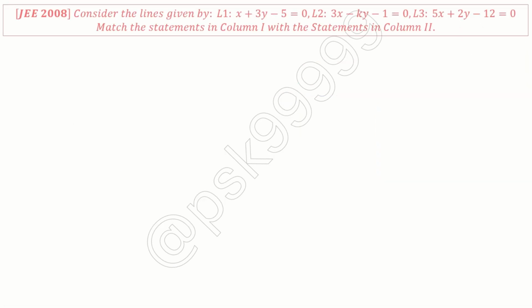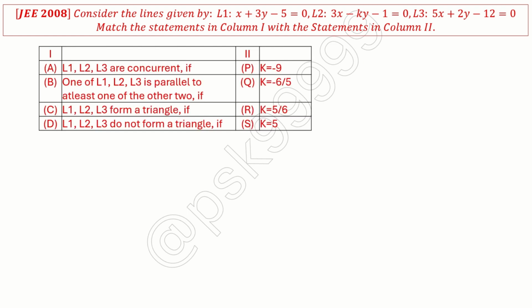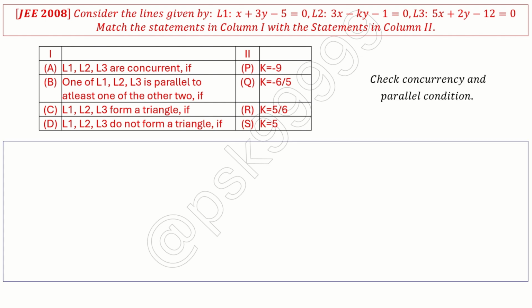Next, consider the lines given by L1, which is x plus 3y minus 5 equal to 0, L2, 3x minus ky minus 1 equal to 0, L3, 5x plus 2y minus 12 equal to 0. Match the statements in column 1 and column 2. So these are the statements which are given. You look at all the statements. What we need to check is the concurrency condition and the parallel condition. With these two, we can solve this problem, right?